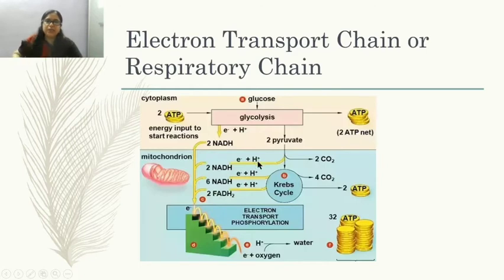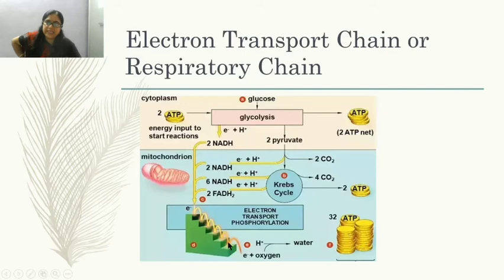Here these molecules release the hydrogen, and the electrons which are released here enter into the ETS. This is the electron transport chain which is present in the mitochondrial membrane. So when they pass through the series of this electron transport chain, they produce energy, and hydrogen further goes and forms water by combining with the oxygen.